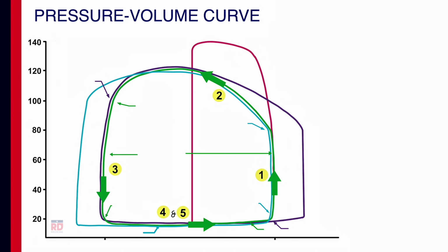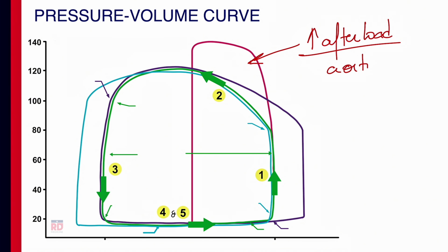Now let's look at some variations. This tall red curve here shows increased afterload, like in aortic stenosis. You notice that pressure gets much higher, but stroke volume is smaller. The loop is narrower. Why? Because it's harder to eject blood against that increased resistance.